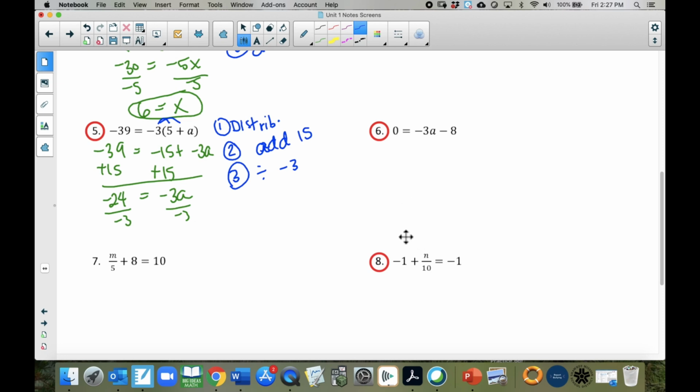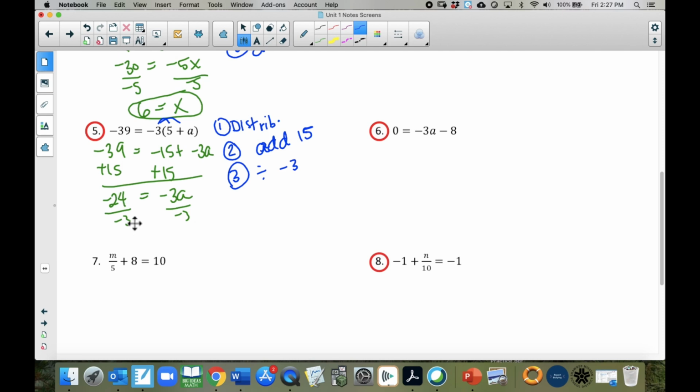Okay, so our second step was to add 15. That's a 15. Try to make that top a little bit squarer so it looks like a 15. Our third step is to divide by negative 3. So that's where we're at now. We need to divide by negative 3.